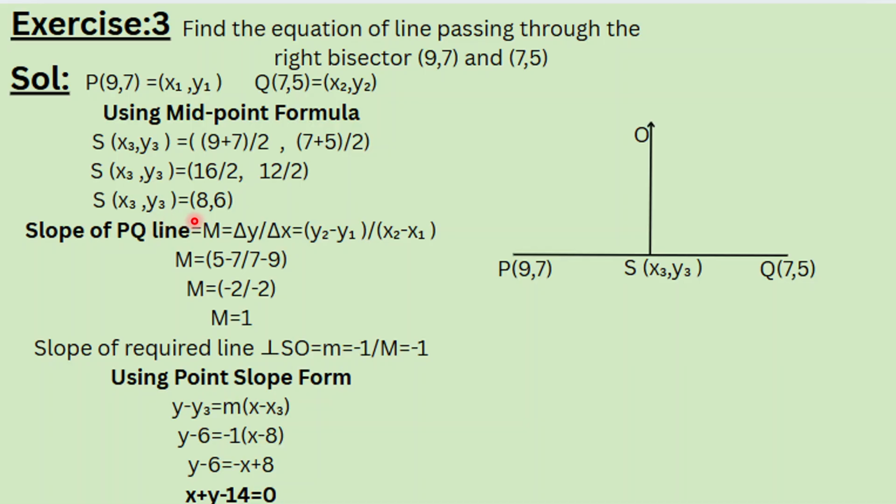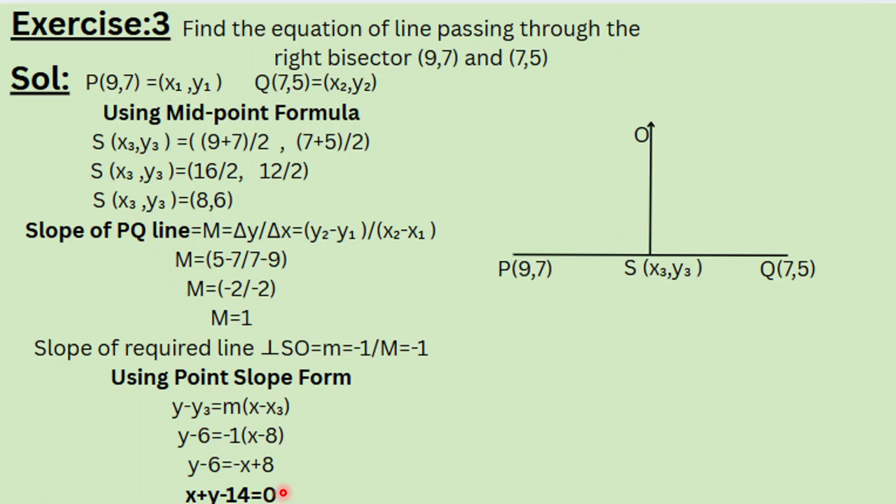We have found the point through which the line is passing, and we have also found the slope of this line. So by putting this point and the slope in the formula, we can easily calculate its equation, which is x plus y minus 14 is equal to 0.